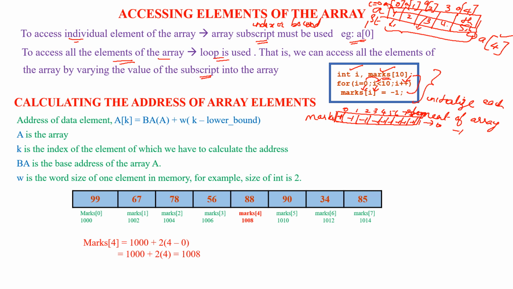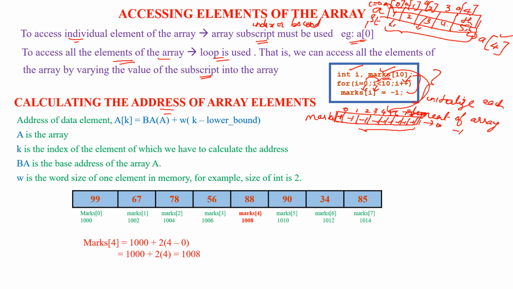Condition is not satisfied. It will come out of the loop. Okay. So, all the elements inside the array marks will be initialized by the value -1. Okay, so this next topic what you're going to see is calculating the address of the array element.